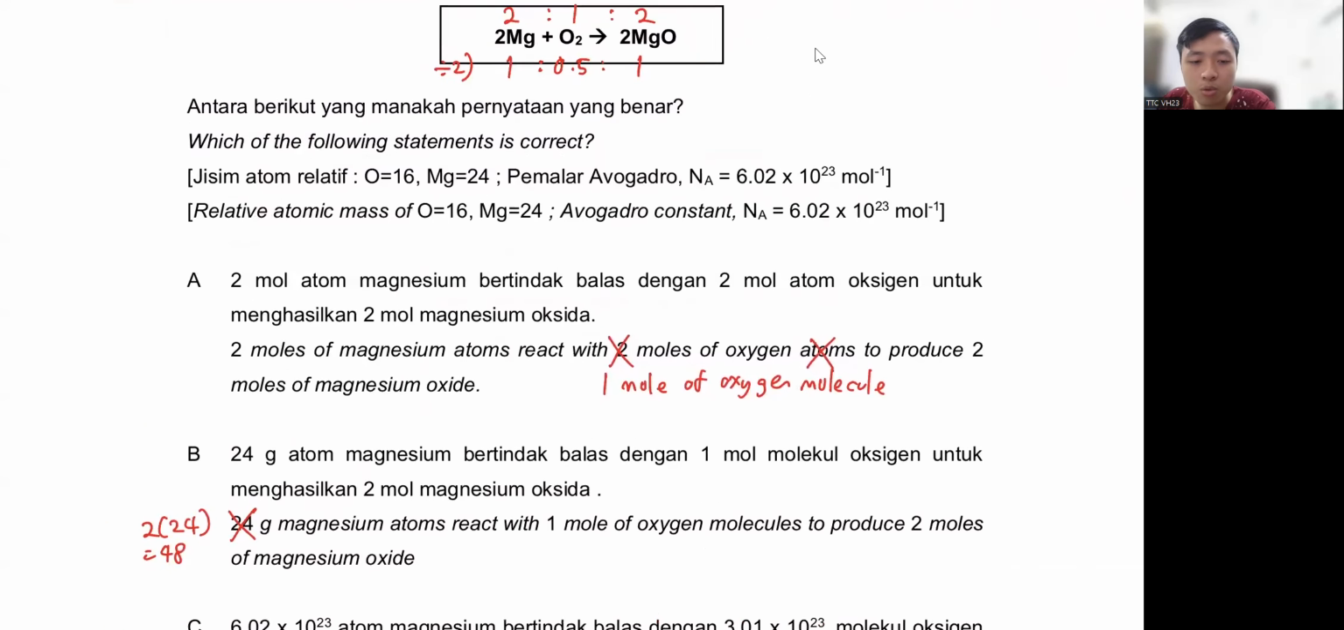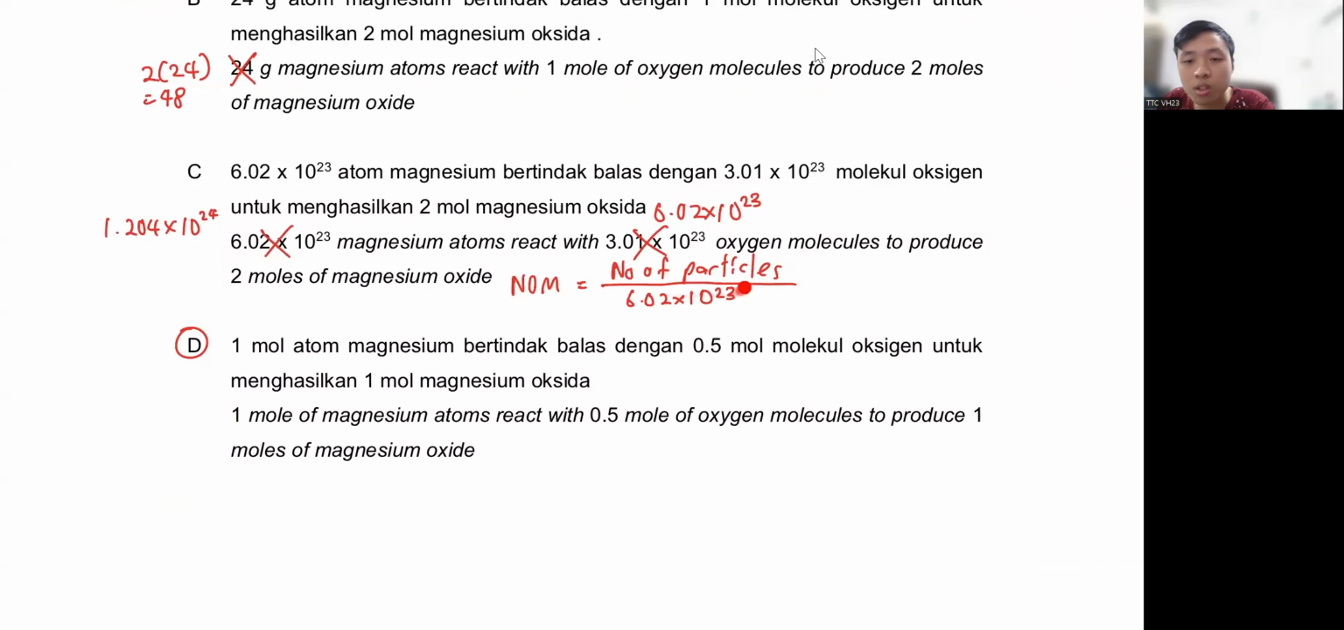B is not correct, 2 times 24 becomes 48, because they already said. So what happened? 1 mole of oxygen means it must be 2 moles of magnesium. 2 moles of magnesium means 2 times 24 becomes 48 grams. C is also wrong because this one is actually 2 Mg ratio to 1 oxygen molecule. So this is 6.02 times 10 to the power 23, this one is actually 1.204, you just times 2. D is correct, 2 to 1. So 1 to 0.5 is correct.